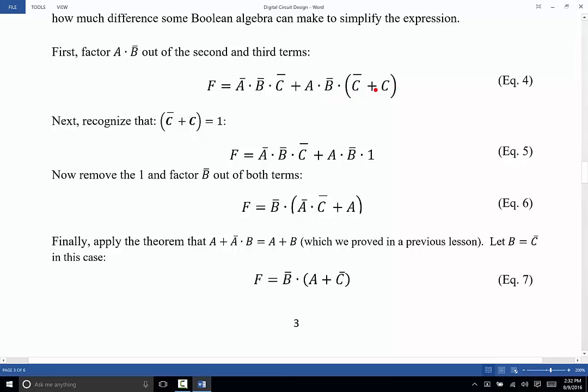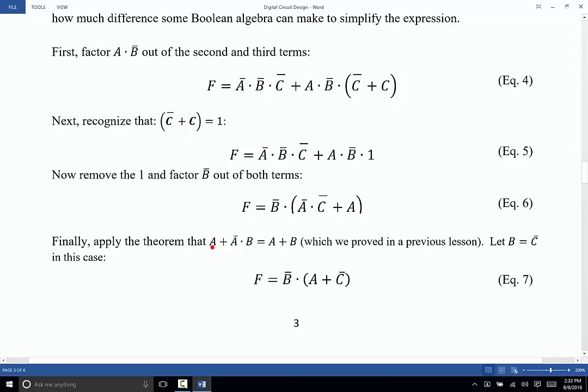Well, anything ORed with the inverse of that is going to be equal to 1. And then anything ANDed with 1 is just going to be that thing back again. So the AND 1 is going to go away. I'm left with not A and not B and not C, or A and not B. Let's factor not B out of both of those terms. I end up with this expression. And then let's look at this one. This one's a little bit harder.